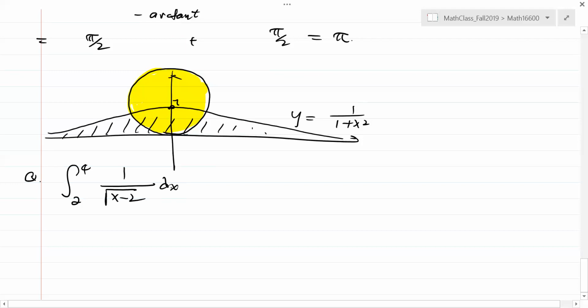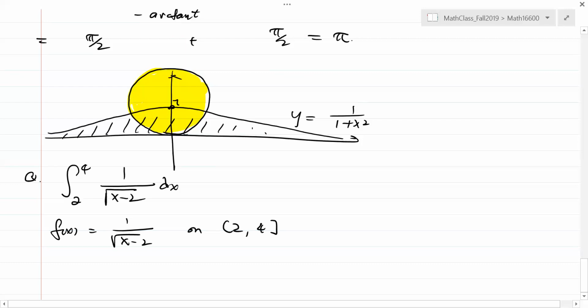Look at this, right? This function is only defined on the interval from 2 to 4, and 4 is closed. The function is not defined when x equals 2. That's what we call an improper integral. That's why we have to take a limit to find the value of the integral. The integral is defined to be the limit.